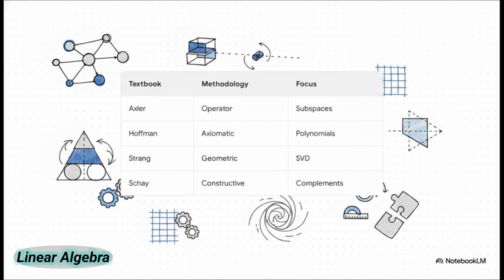For example, Sheldon Axler champions an operator-theoretic approach that is famously determinant-free, focusing really heavily on invariant subspaces. Contrast that with Hoffman and Kunze. They take an axiomatic, modular theory approach using polynomials. Then you've got Gilbert Strang, who approaches the whole thing through matrix factorization, geometric projection, and singular value decomposition. And finally, Shilov offers a highly constructive computational geometric framework. So it's the exact same mathematical universe, but completely different blueprints for building it in your mind.